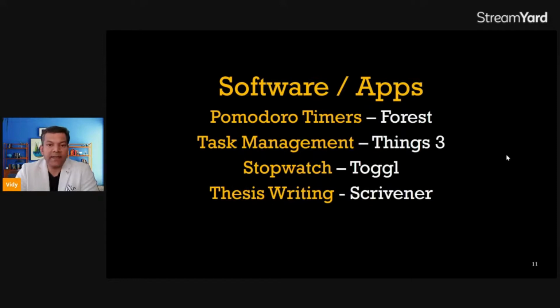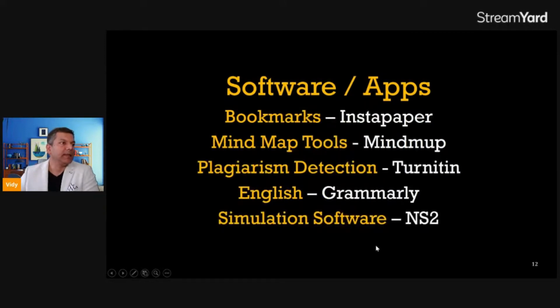For task management, there is an app called Things 3. If you want to use a stopwatch, similar to timers, you can use Toggl. And for thesis writing, there is a platform called Scrivener. So do check that out as well. And the list keeps on going. So you can see how many different types of apps and platforms you would need to use.